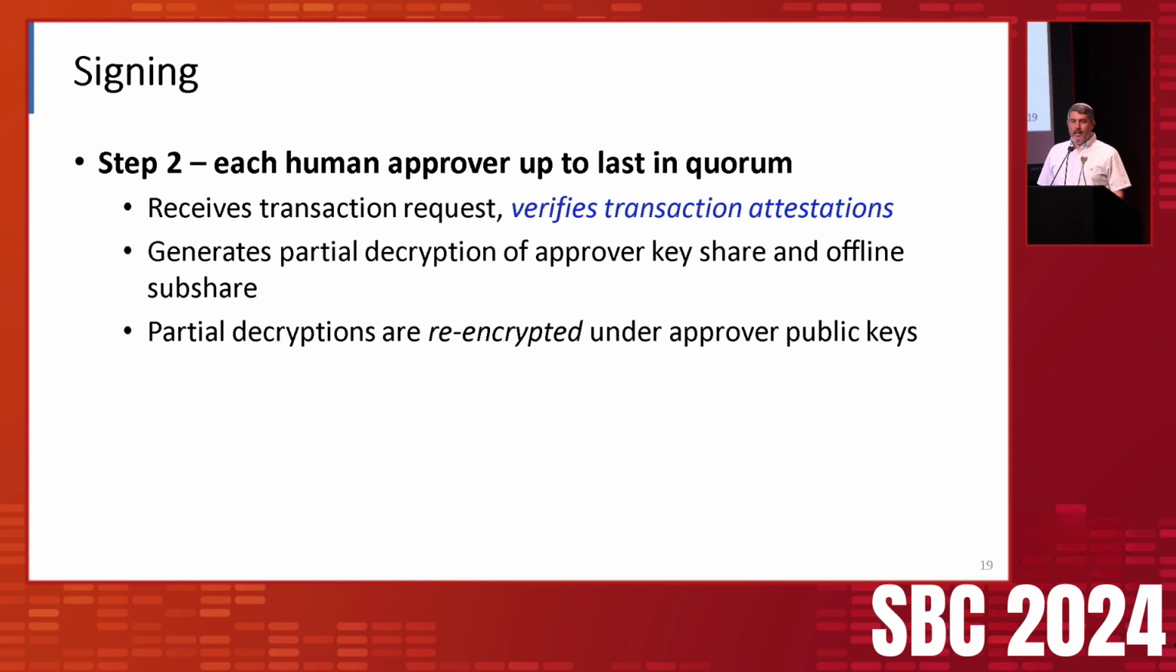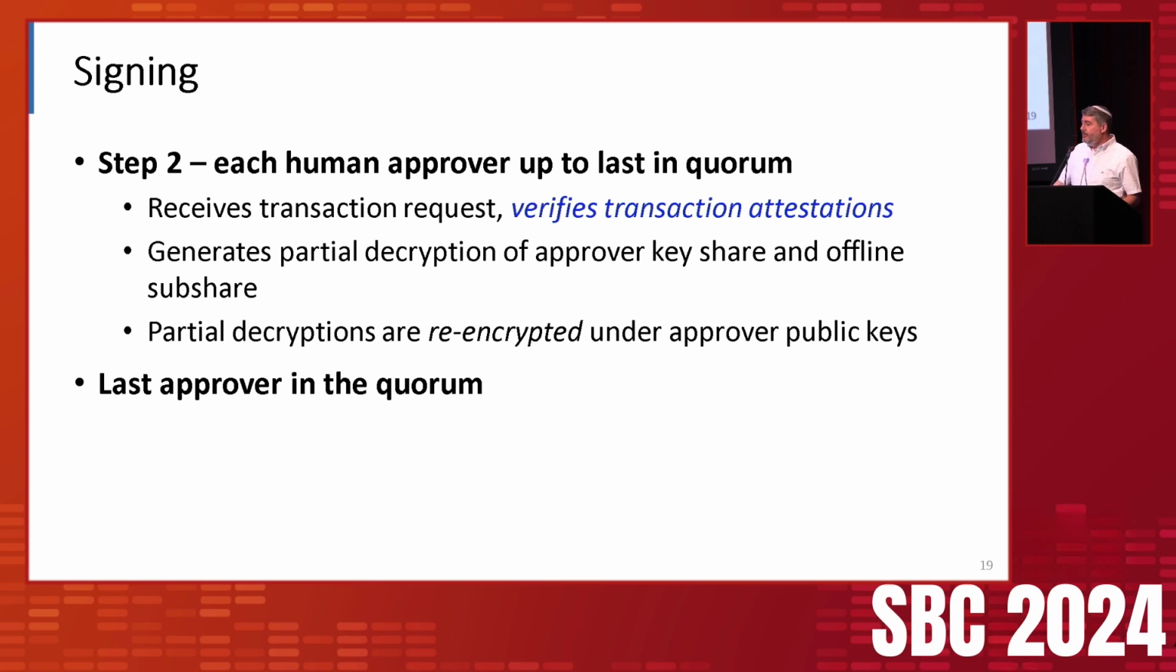The reason why this is done is because once you have enough partial decryptions, it then becomes a public operation to decrypt. So to prevent anybody else from decrypting, these partial decryptions are re-encrypted under the regular public keys of all of the human approvers. That's everyone up to the last approver.